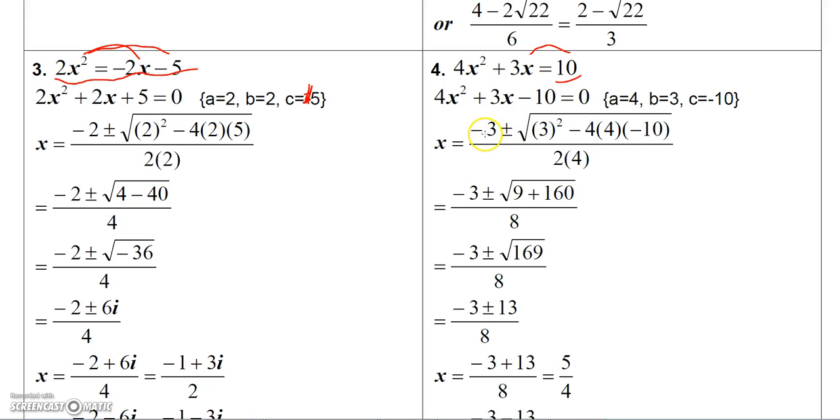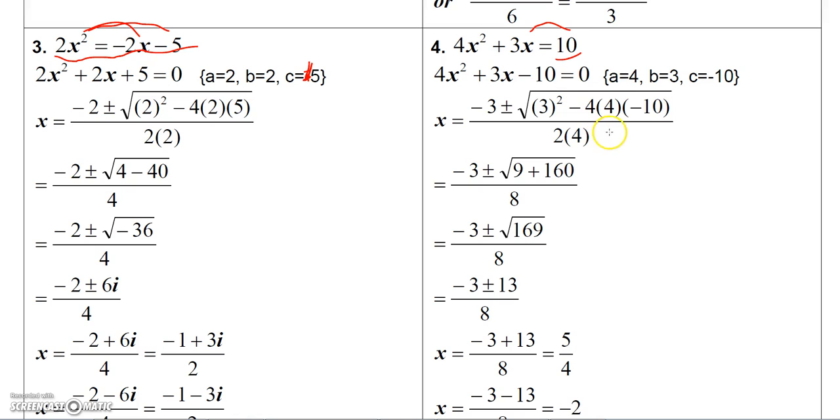And then you can do minus b, so that'd be minus 3, plus or minus the square root of b squared, so that'd be 3 squared, minus 4 times a, which is 4, times c, which is negative 10. Well, now that's going to be 9, and since you have a negative here and a negative here, we have two negatives, so when you multiply all this together, it's going to be positive 16 times 10, so it's going to be positive 160. And then on the denominator, I have 2 times 4, since a is 4. So I end up with minus 3 plus or minus the square root of 9 plus 160 all over 8.